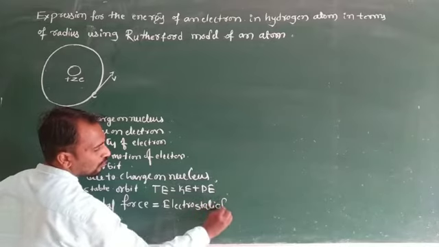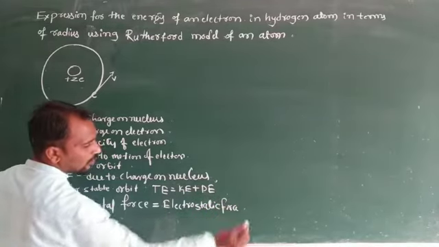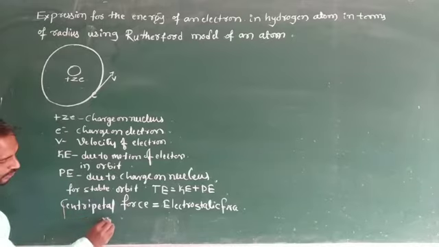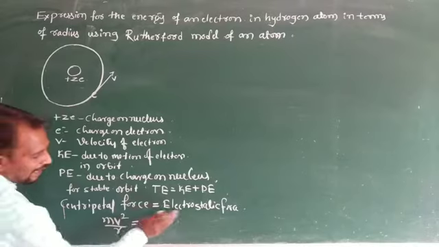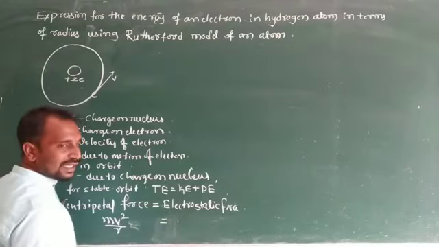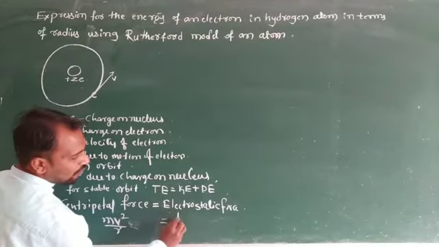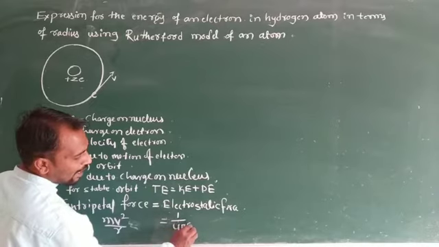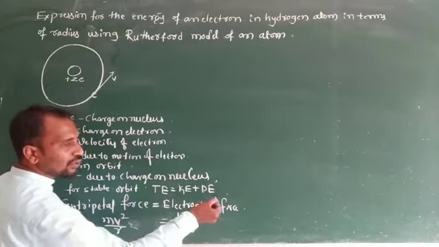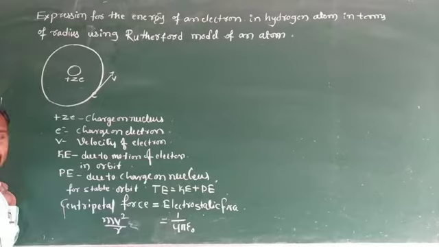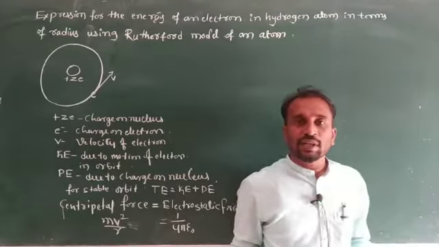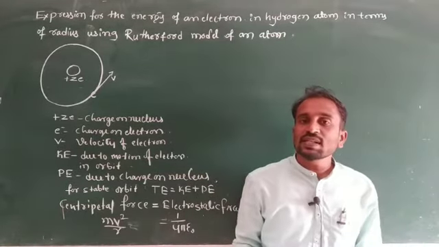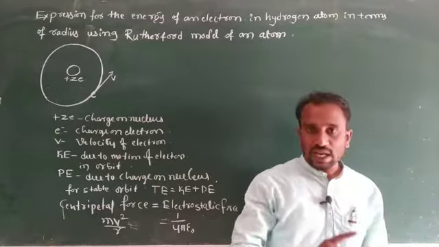Electrostatic force. Centripetal force is mv square divided by r, and here the electrostatic force, we consider that a Coulomb force. It means 1 by 4 pi epsilon naught q1 q2 divided by r square. So q1 is the charge on the first particle, q2 is the charge on the second particle, and r square, we consider that the distance between the two charges.